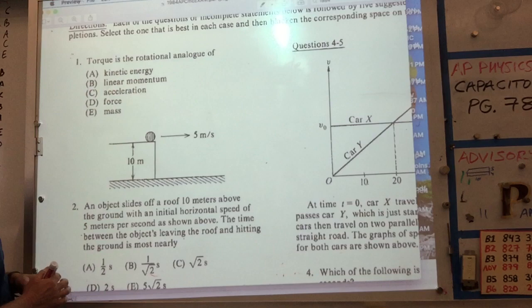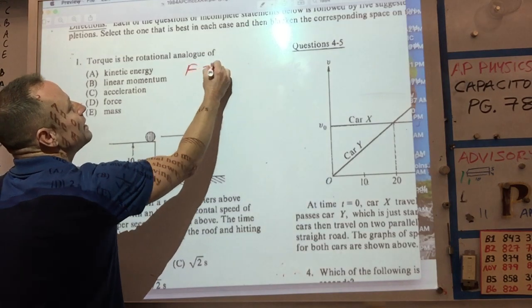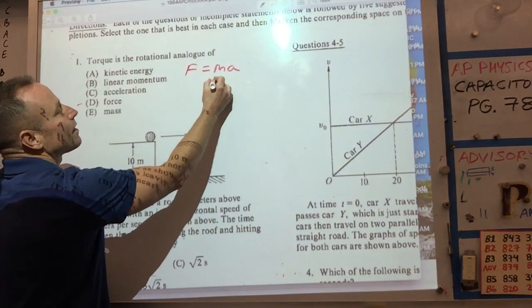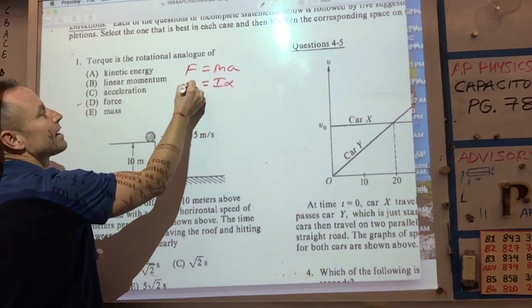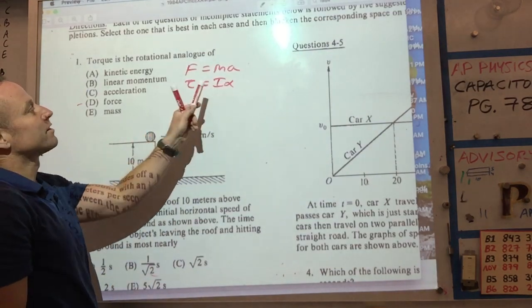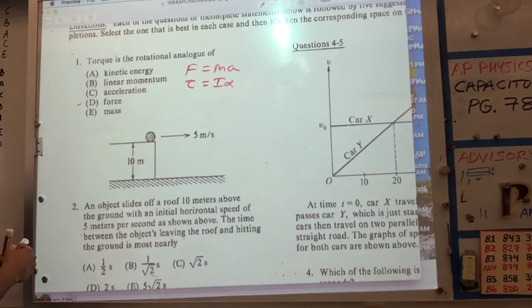Question one says the torque is the rotational analog of, that's going to be force. If you think about F equals ma, the rotational analog of that would be moment of inertia times angular acceleration, and that's going to be torque. So torques cause angular accelerations, forces cause linear accelerations. So answer number one is going to be D.